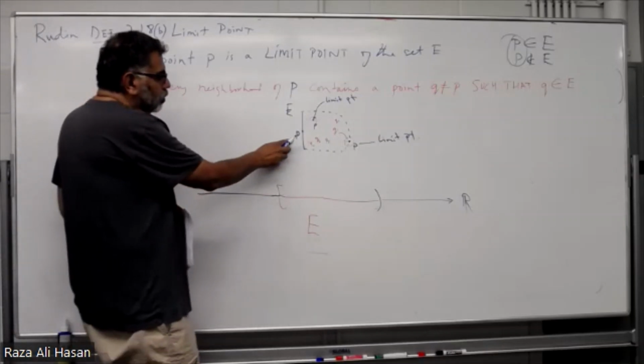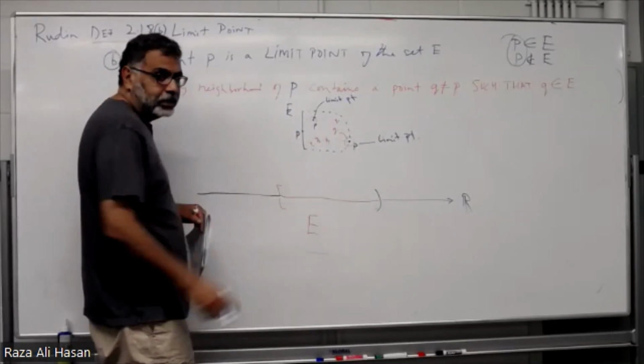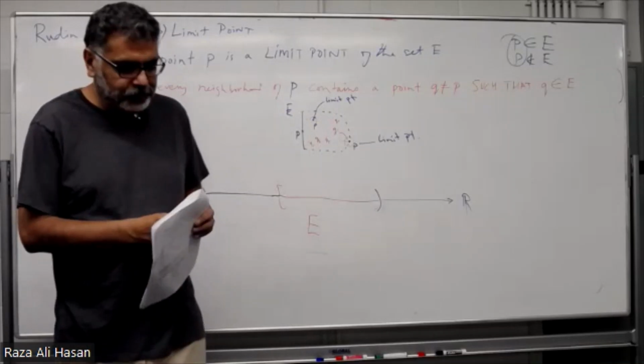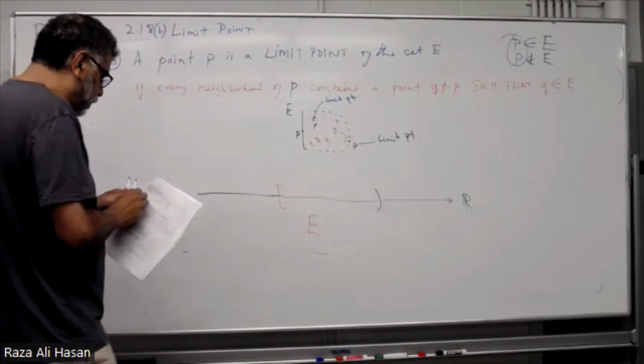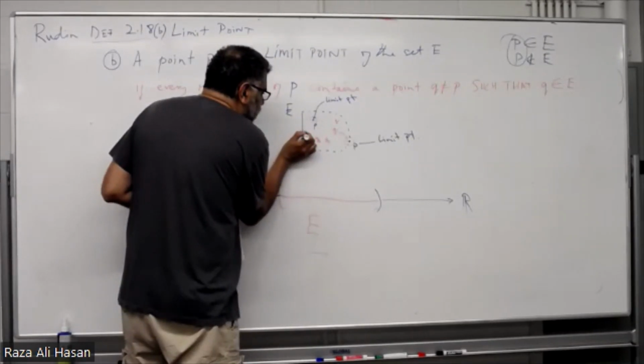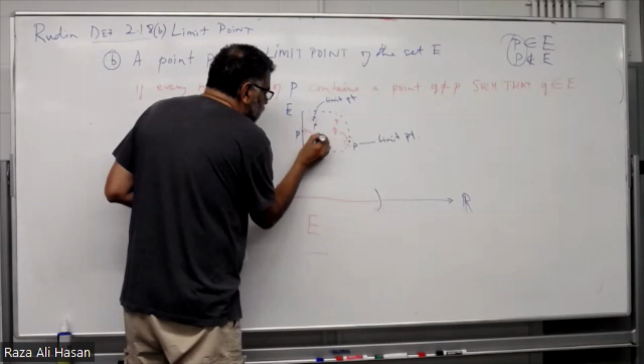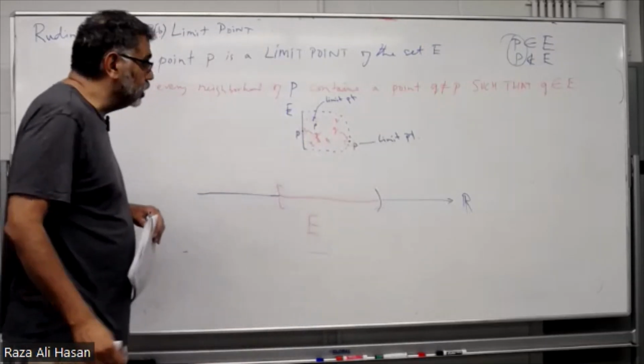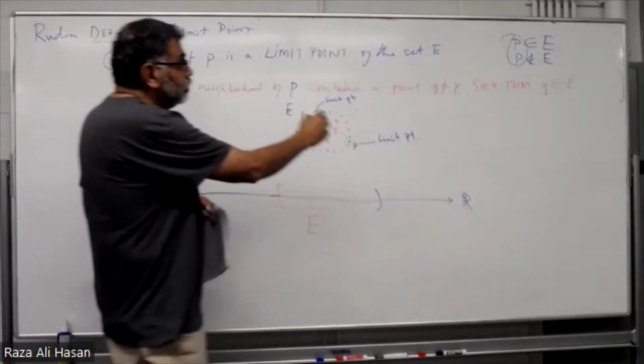Now, this P belongs to E, right? Because it's on the closed boundary. And this P also, whatever the size of the radius, will contain points Q that are elements of E. Q has to be the element of E.